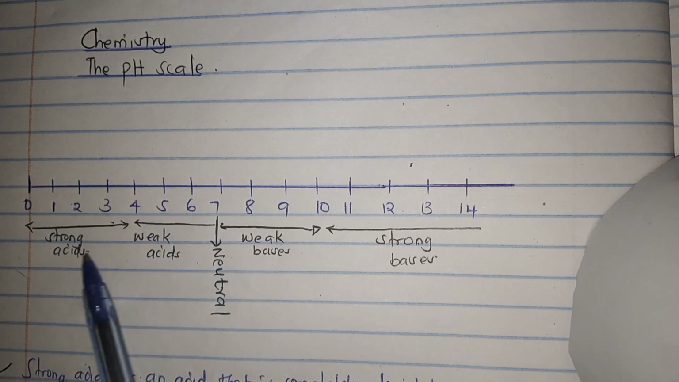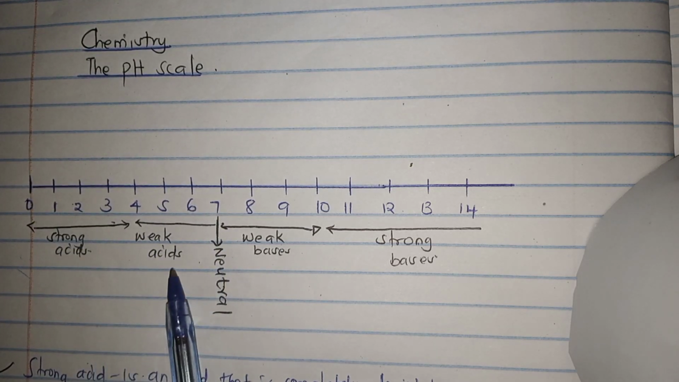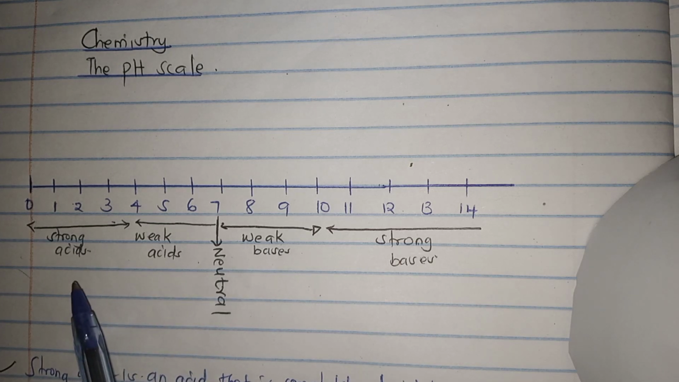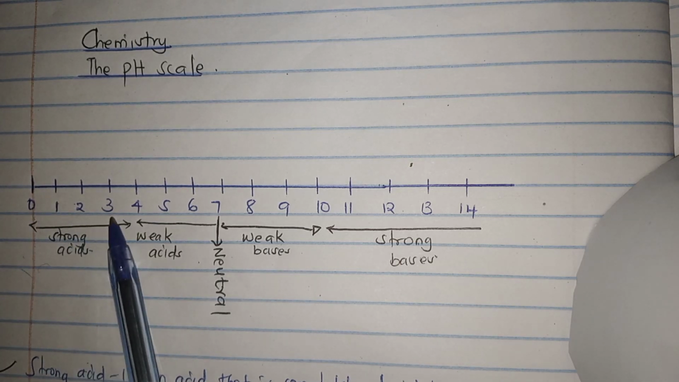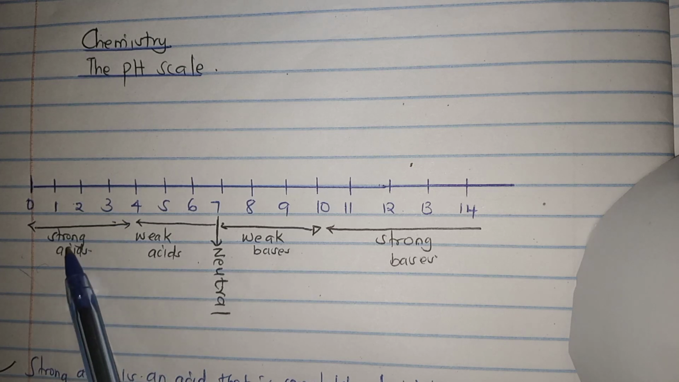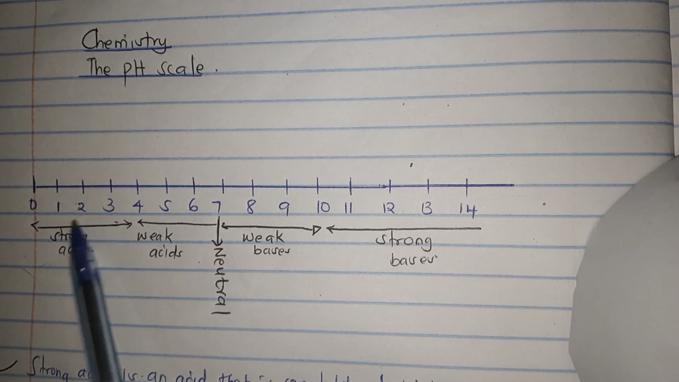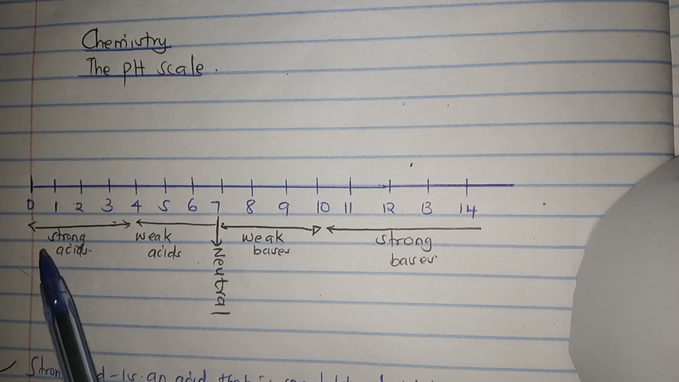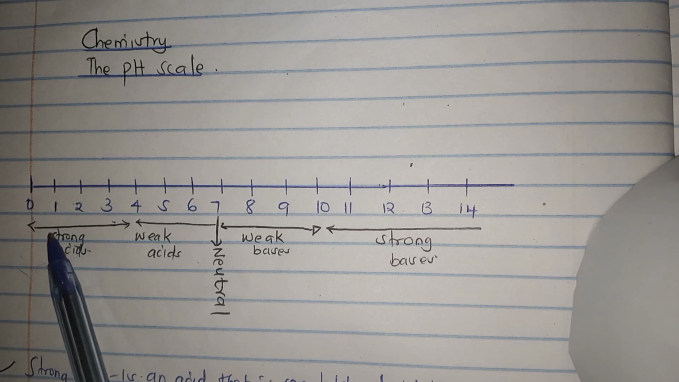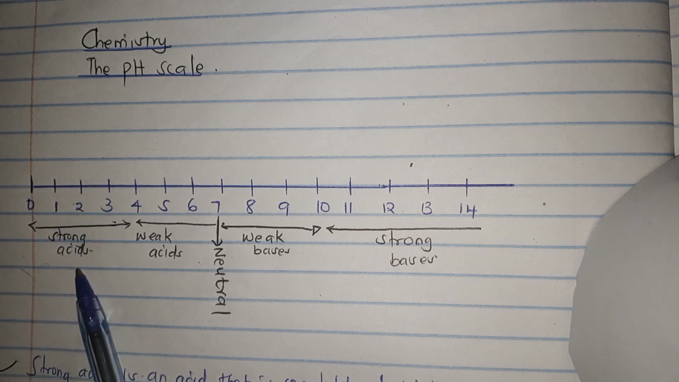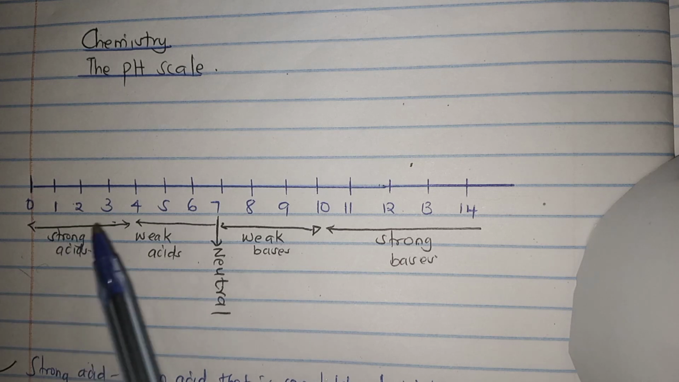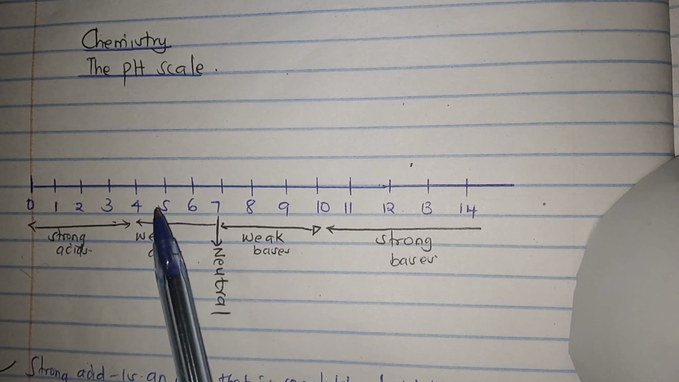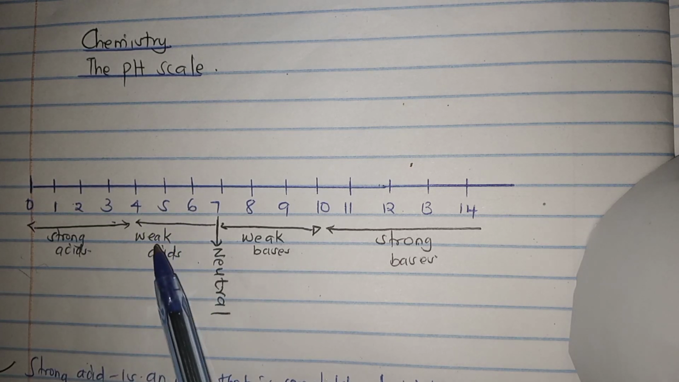So I want to take you through these acids from 0 to 6. We have strong acids and we also have weak acids. From 0 to 3, these values, this is now 1, 2, and 3, are strong acids. So if you have a solution and it has a pH value of 2, it is a strong acid. If it has a pH value of 1, it is a strong acid. On the other side, if it has a pH value of 4, 5, 6, it is a weak acid.